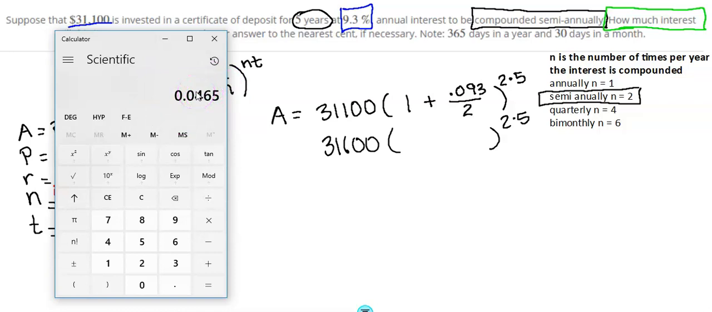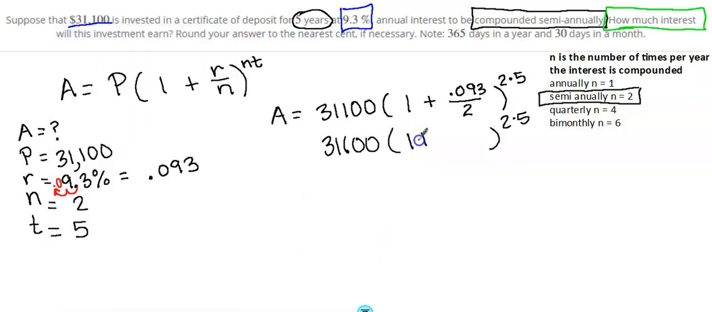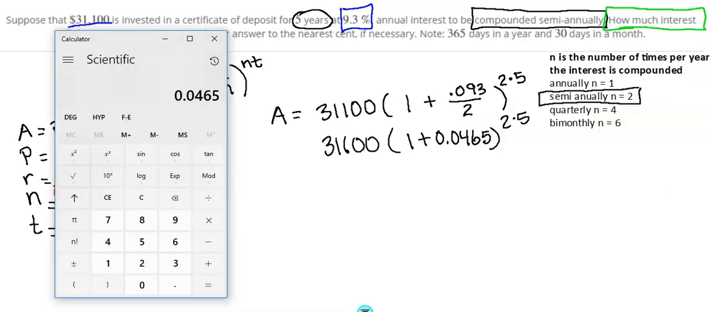That means I don't have to save this answer in my calculator, but it makes my life easier. I'm going to rewrite that middle part as 1 plus 0.0465. But I've saved it in my calculator. My next step in order of operations is then to take that answer and add 1 to it. So with that answer still in there, add 1.